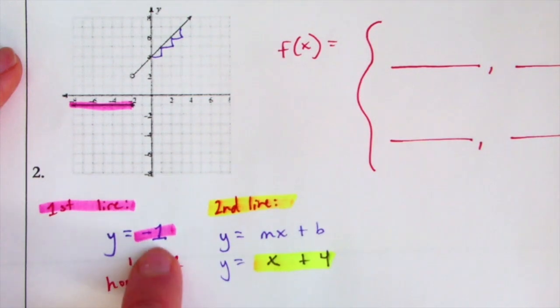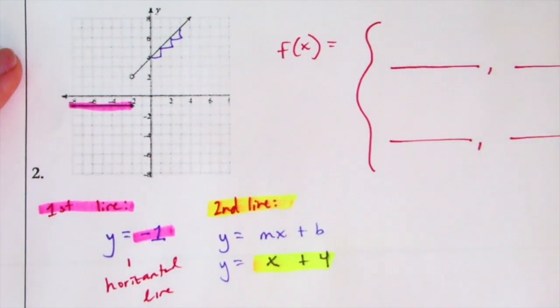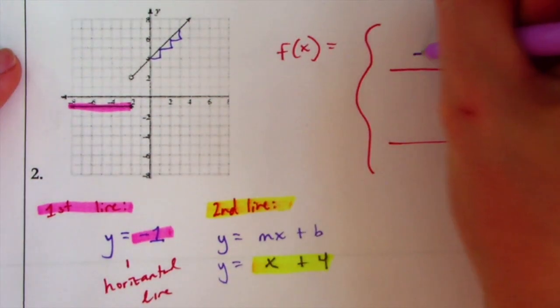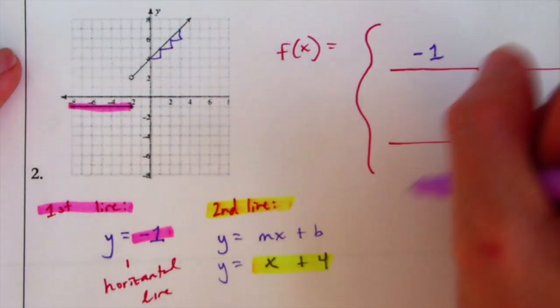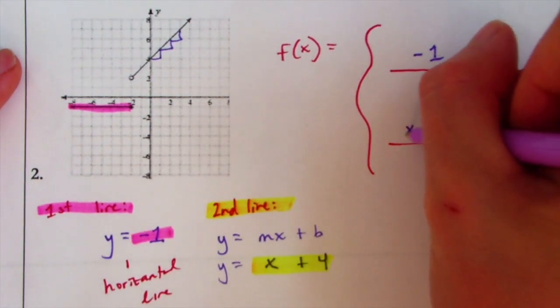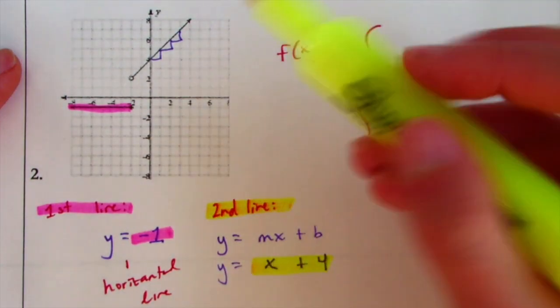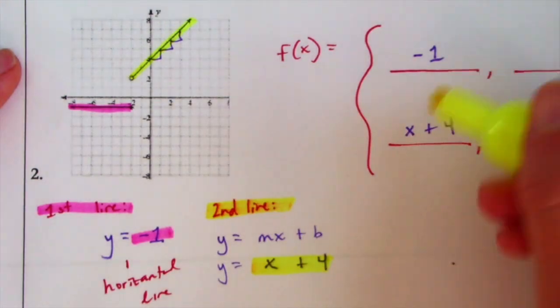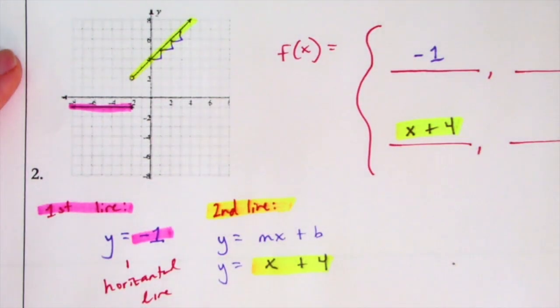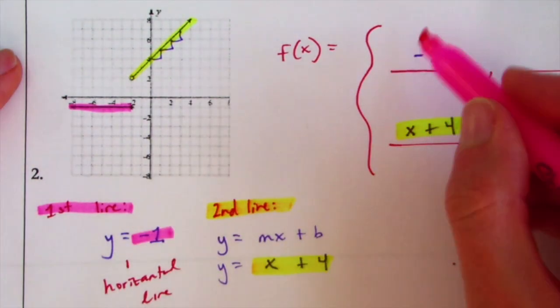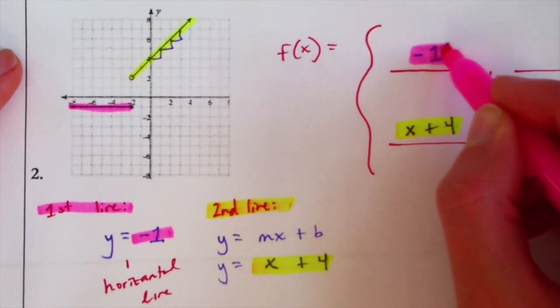Okay, so the first line is going to go there. There is my -1. The second line is going to go below, x plus 4.